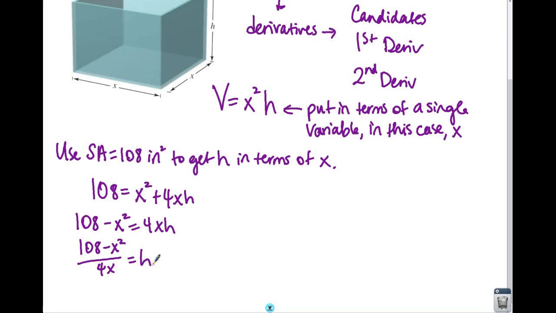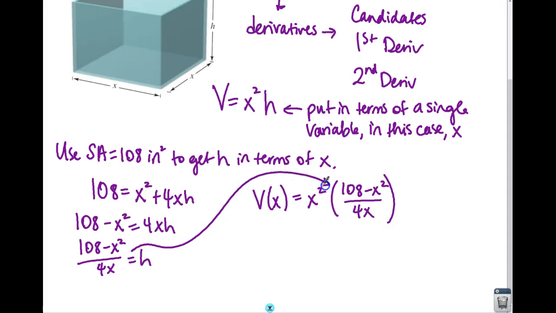So if it helps, now I can write volume as a function of x. So remember how we've done f of x in the past instead of y? Well, now we're using v of x to show that my volume is a function of x. So volume is x squared, and instead of h, I'm going to use this new piece that I found over here and say 108 minus x squared over 4x. Okay, I'm going to basically plug this in right there.